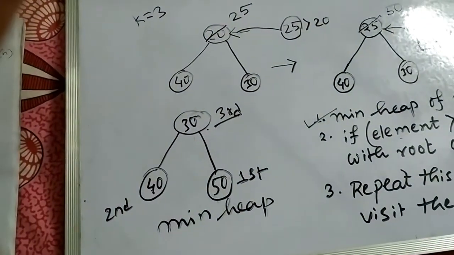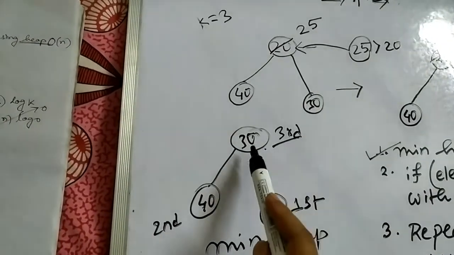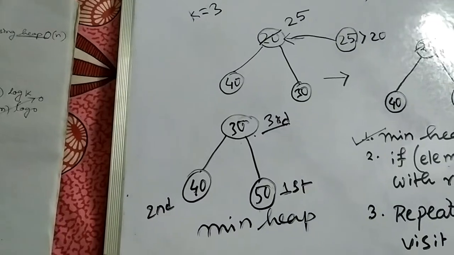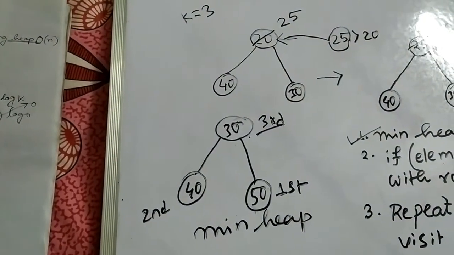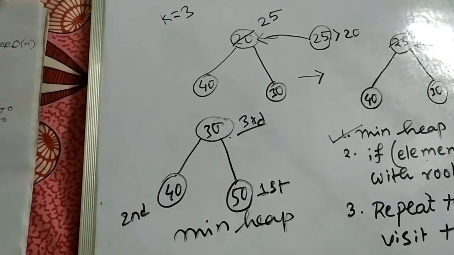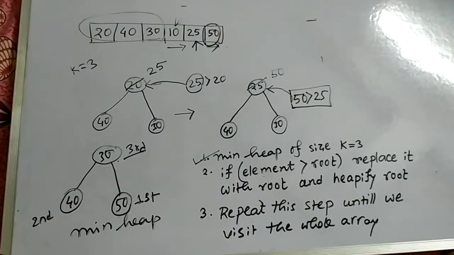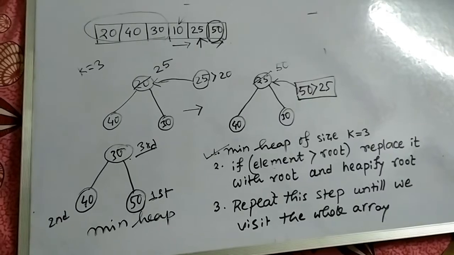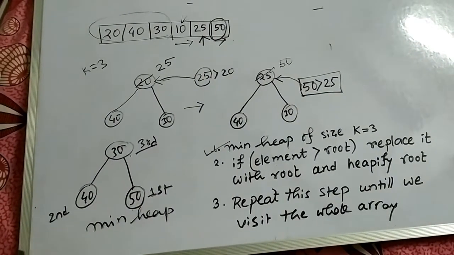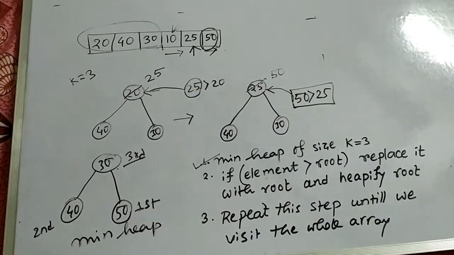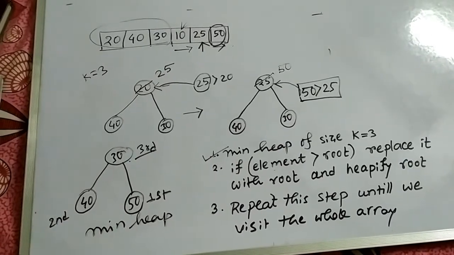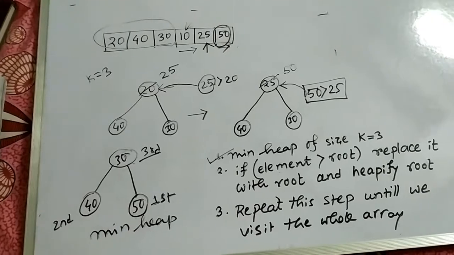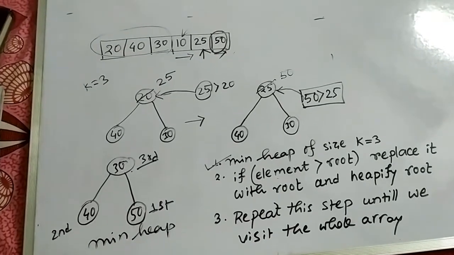So after visiting the whole array, the root element of my min heap will definitely hold the kth maximum of my array. I think it is clear for you right now. So this is how I can find out the kth maximum. In a similar way, we can find out the kth minimum of a given array.